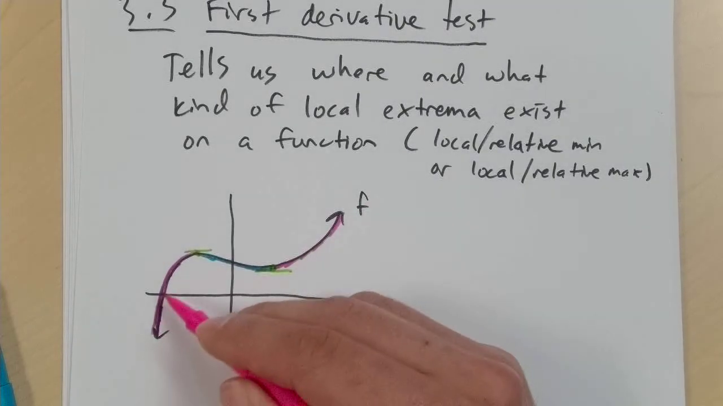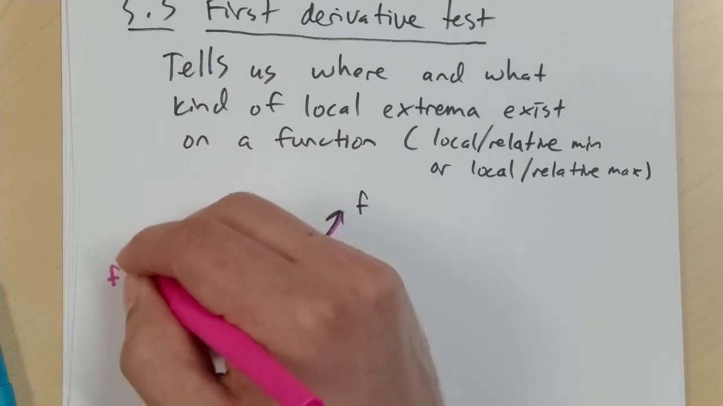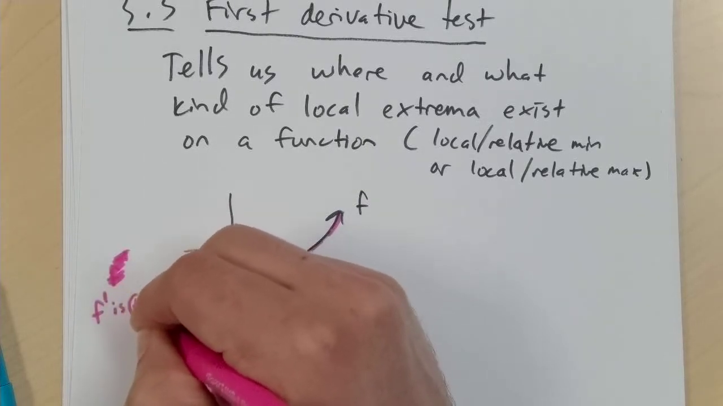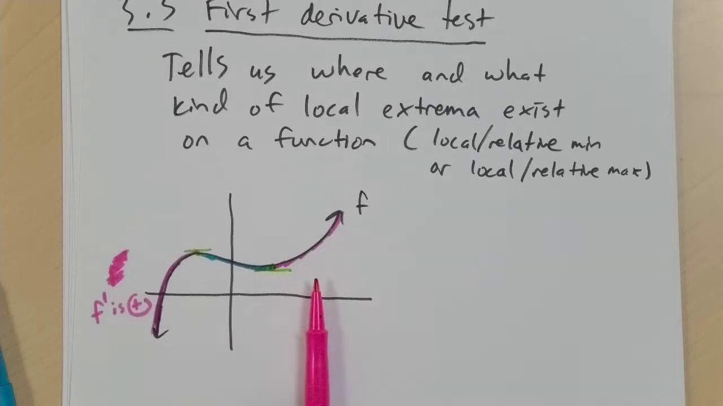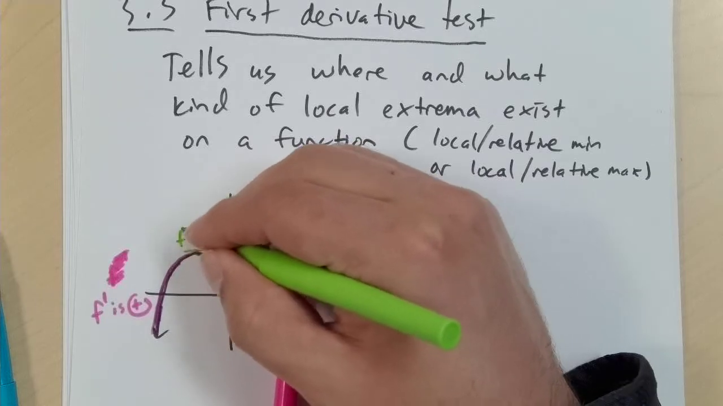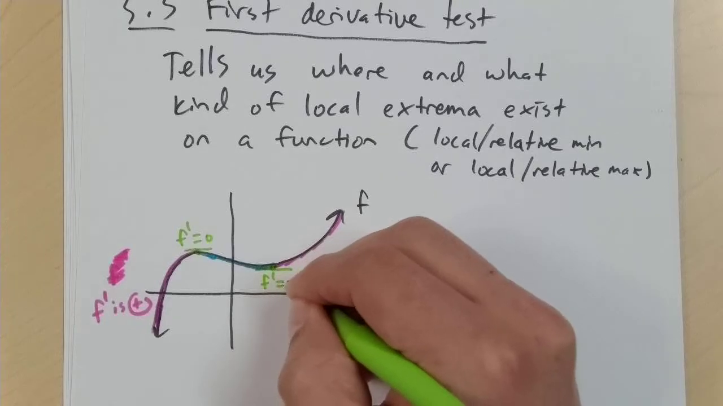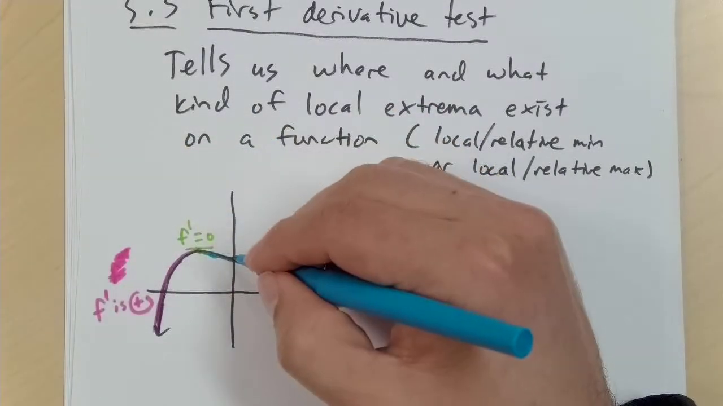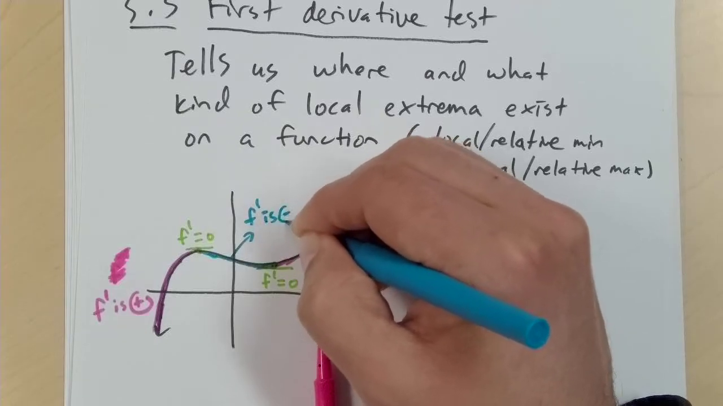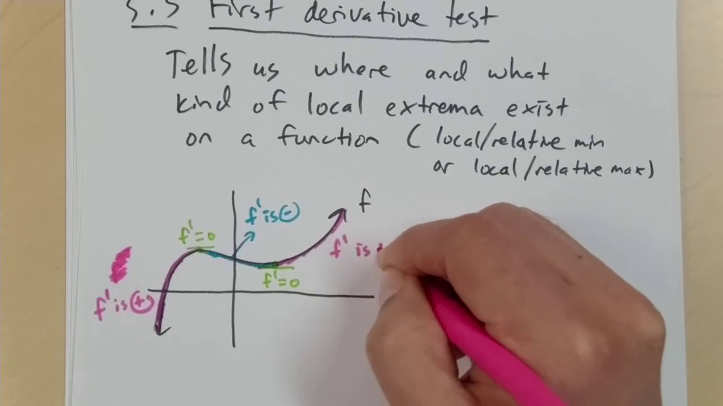Remember that if the graph is increasing, that means that the derivative is positive. Whoops, not inverse. Sorry about that. That means that f prime is positive. Right here, where the tangent line is horizontal, we know that f prime is equal to 0. Same thing here. When the graph is decreasing, the derivative has to be negative. And when we start to increase again over on this side, we know the derivative is positive again.